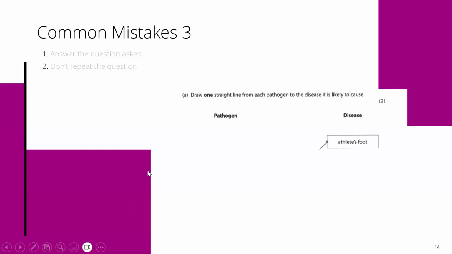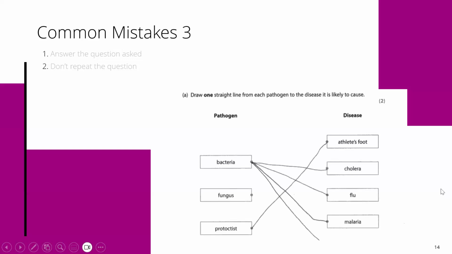Another one, the message this time is, again, read the question, look for the key words, look for the command. So we're told draw 1 straight line. This student has drawn multiple lines from the bacteria box. It's kind of like they're hedging their bets. I'm not sure of the answer. I know it's one of these, so I'm going to get the mark, but I'm sorry, no, there would be no mark in that case because I would have to make a decision on which one they're meaning. So again, the message is read the instructions, follow the instructions.